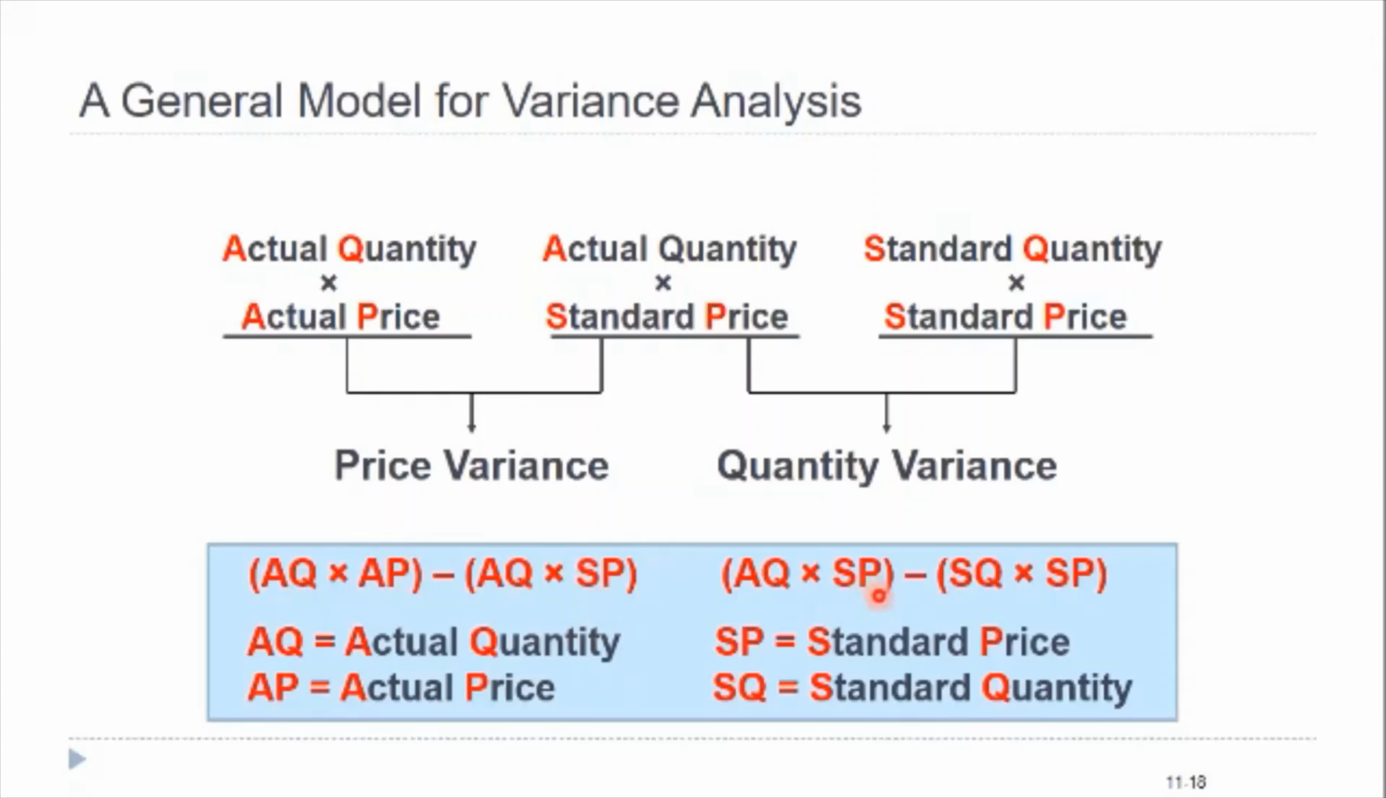Same goes for the quantity. You can take the price out, and you will remain with AQ and SQ inside the bracket. So AQ minus SQ multiplied by the standard price, right? So it shows that the quantity variance is the difference between the actual quantity and the standard quantity. So that is one way of remembering it, okay?